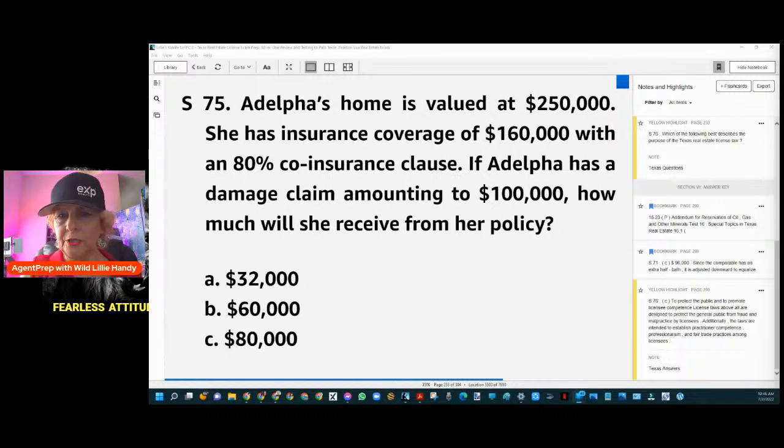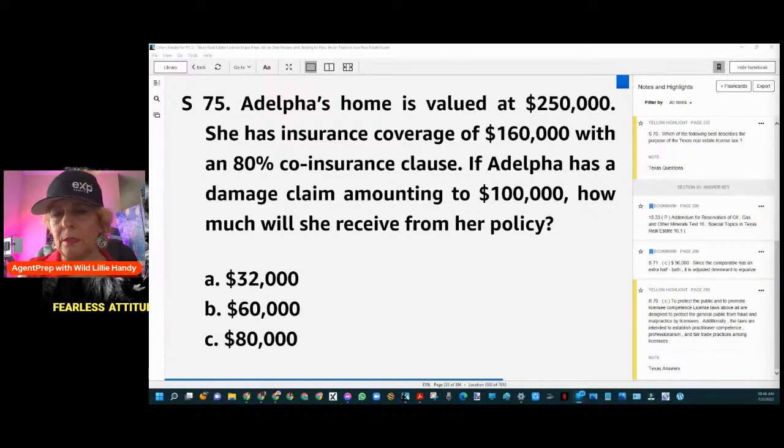I've got to transition things around. So, oh, that didn't work. We're starting with question 75.